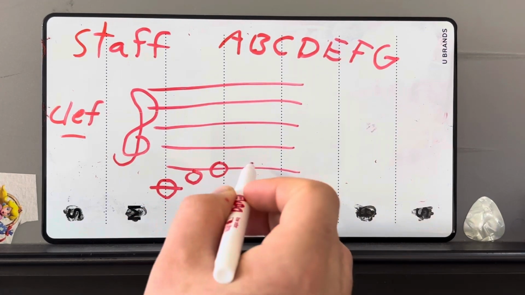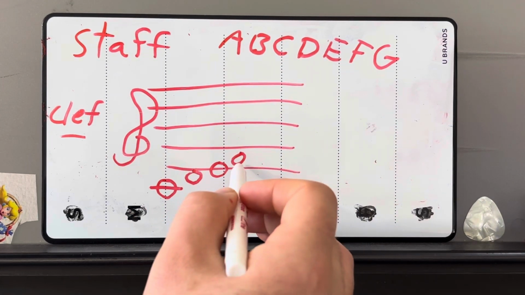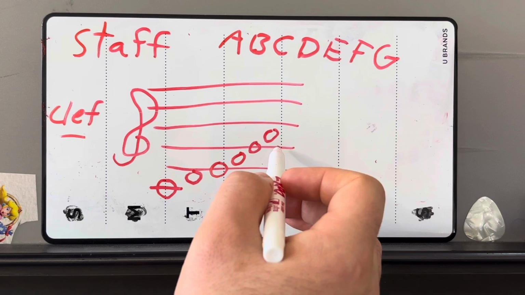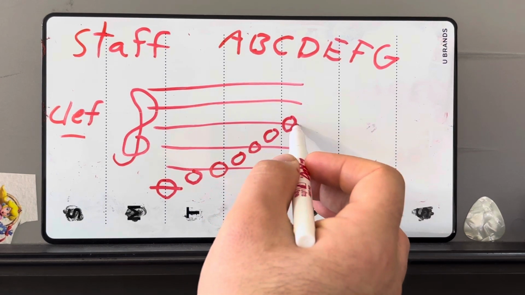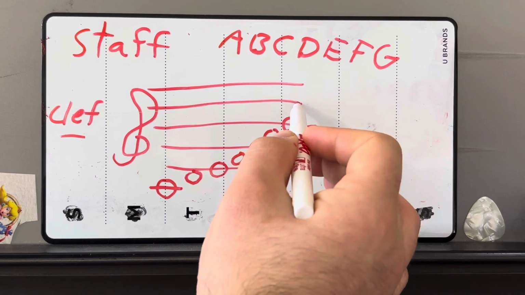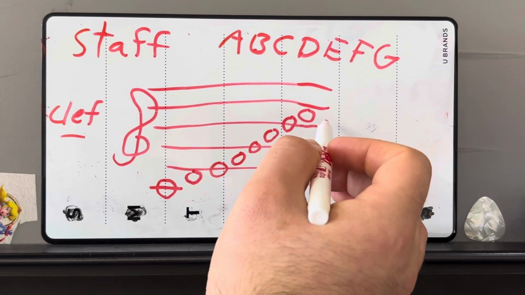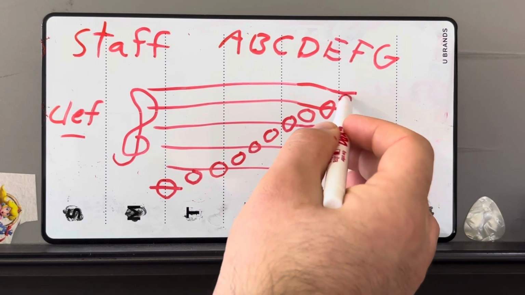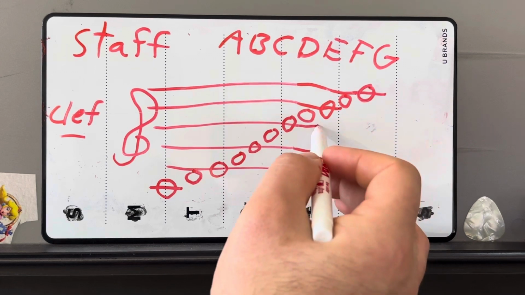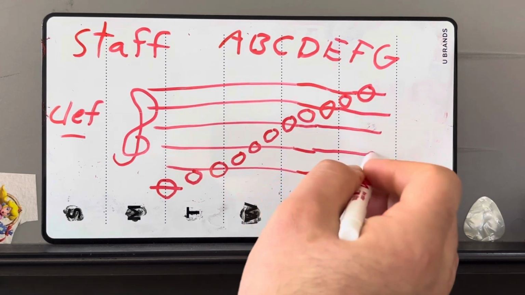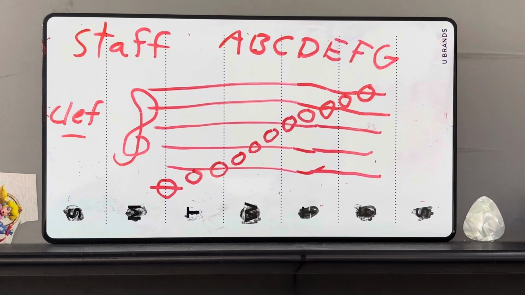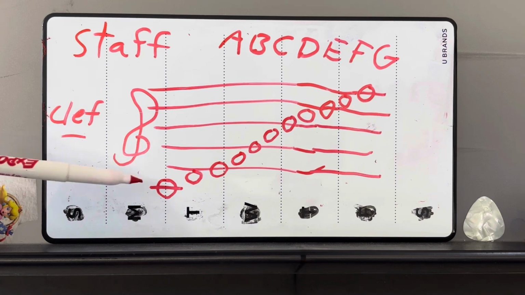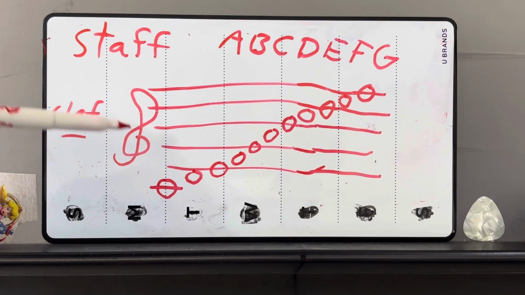E is the bottom line of the staff. F is the first space. G is the second line. A is the second space. B is the third line. I have to extend these lines a little bit. C is the third space. D is the fourth line. E is the fourth space, and F is the final line. Let me extend these lines out a little bit. Okay, so there's the full musical staff from C all the way up to the top line. Now, the reason I put C is because it's middle C, and that's where the clef tells you where middle C is.